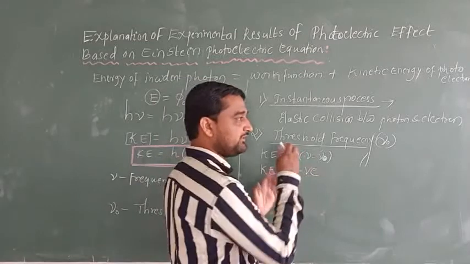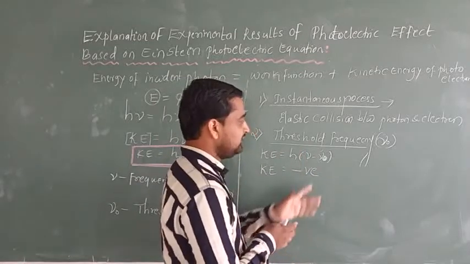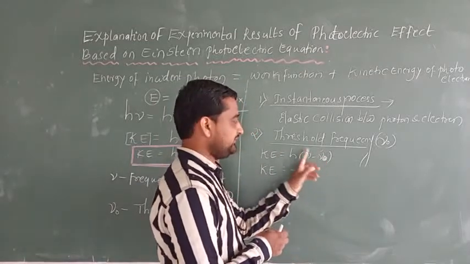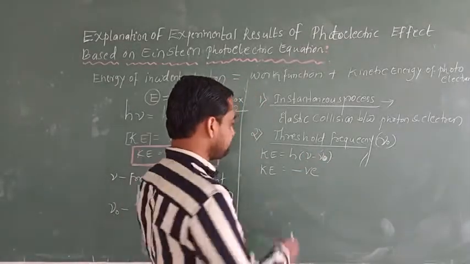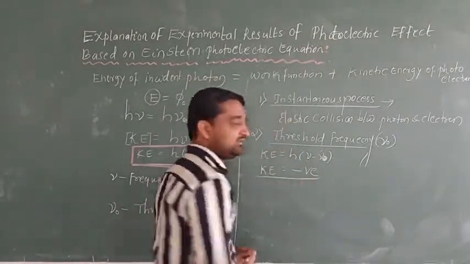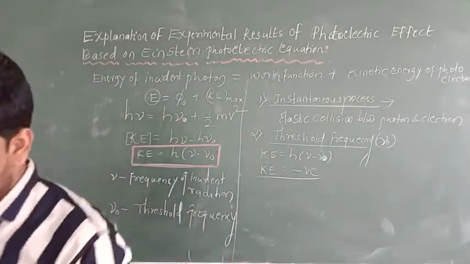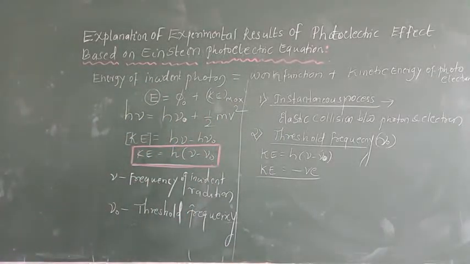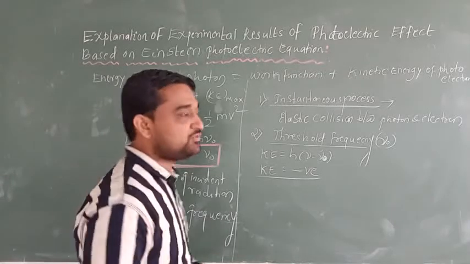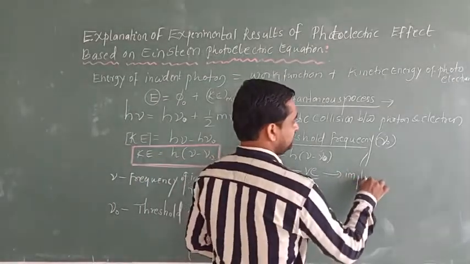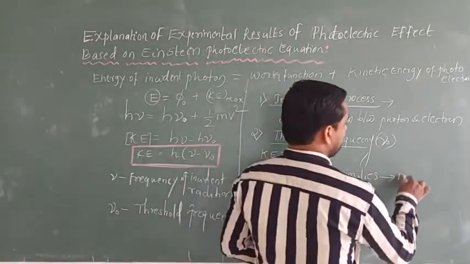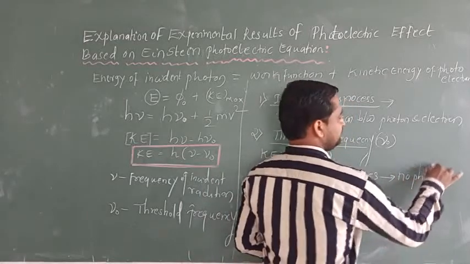So nu is the frequency of incident radiation, nu naught is the threshold frequency. If the frequency of incident radiation is less than the threshold frequency, then kinetic energy will be negative. So what does negative kinetic energy mean? This implies there is no photoelectric emission.